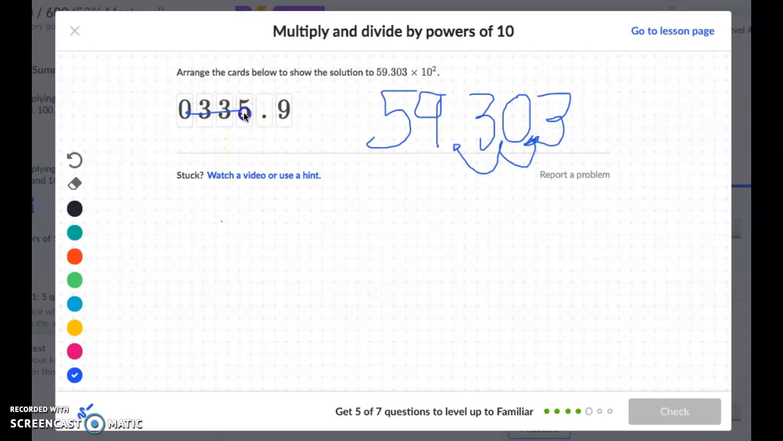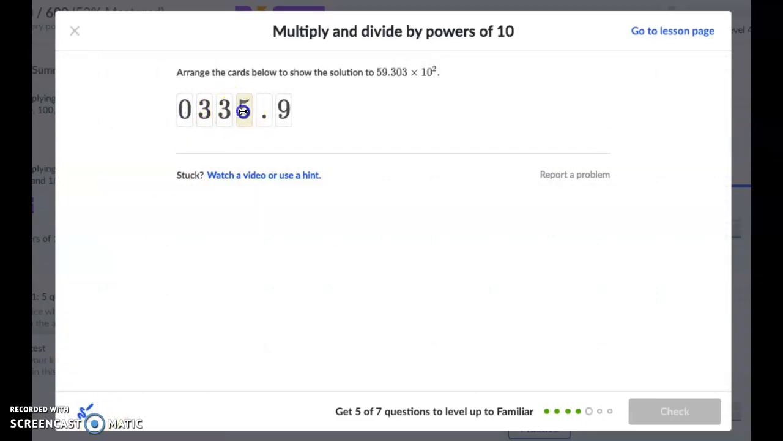So my new number is going to be 5, 9, 3, 0, 3. But my decimal point was right there. So 5930.3.